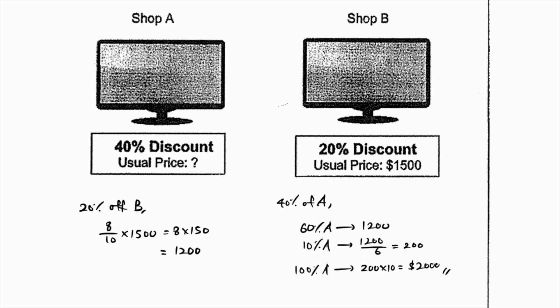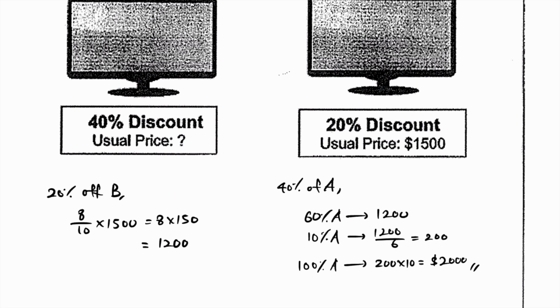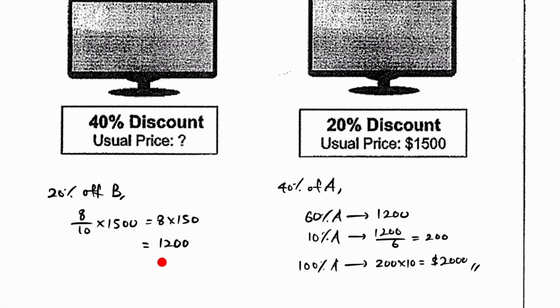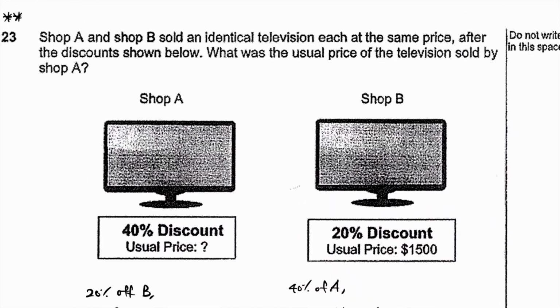From here, we can say this 40% discount means 60% paid, right? So 60% of that sale price from A is going to be this 1200 right here. From here, we can find the usual price, which is 100% of A, which is $2,000.